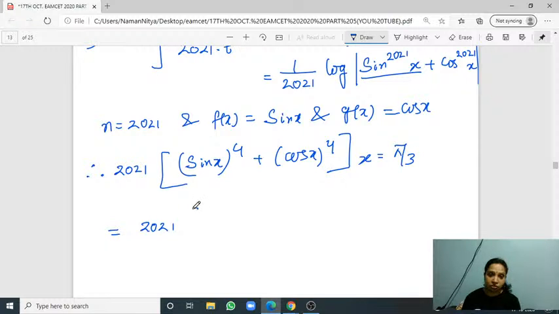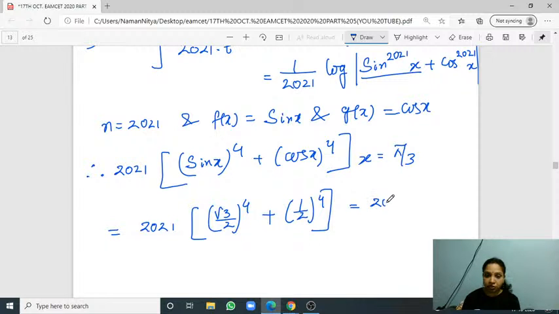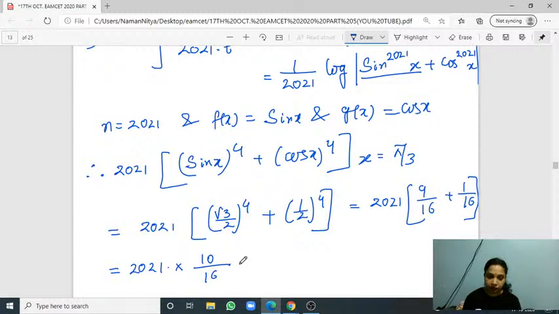Sin pi by 3 is how much? Sin pi by 3 means sin 60. Sin 60 is root 3 by 2 whole power 4 plus cos pi by 3. Cos 60 is 1 by 2. So you just solve this value, you will get the answer. So this is coming 2021 into 9 by 16 plus 1 by 16. So this is nothing but 2021 into 10 by 16. So when you solve this, you will get 10105 divided by 8.